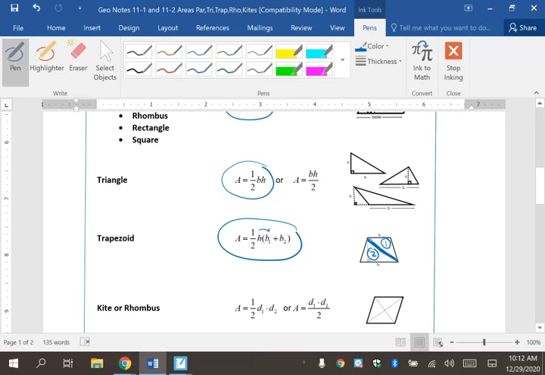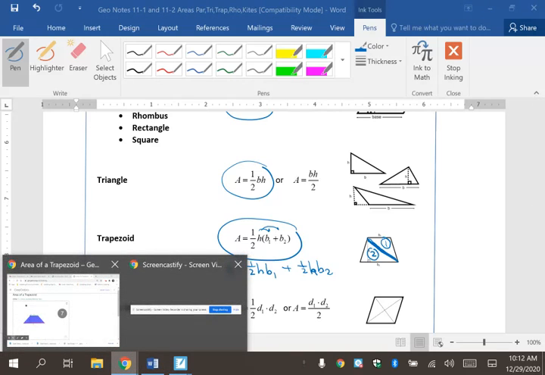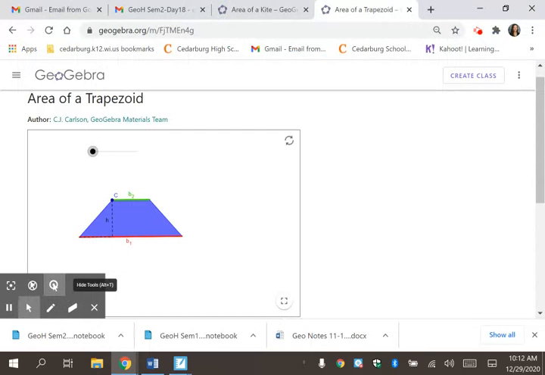So for instance, if I distribute, I get area equals 1/2 height times base 1 plus 1/2 height times base 2. So if you want to just kind of see an illustration of this, here's a GeoGebra applet of a trapezoid. And so here we go.